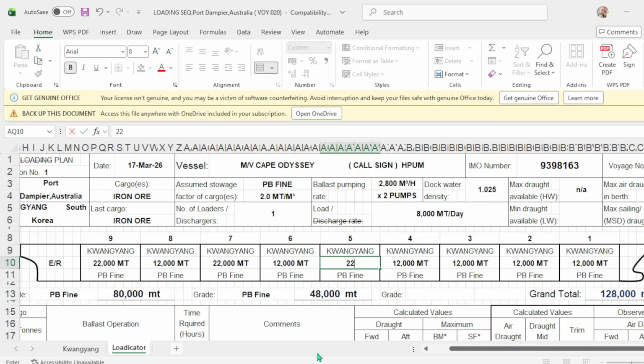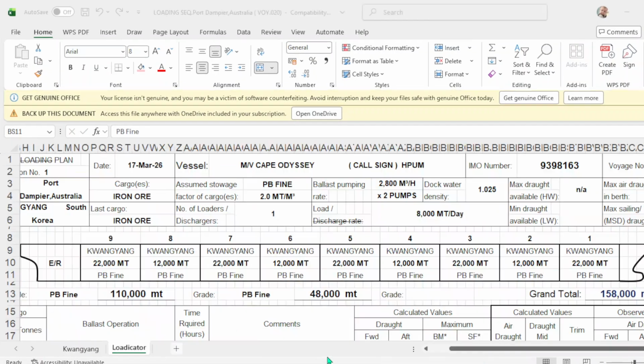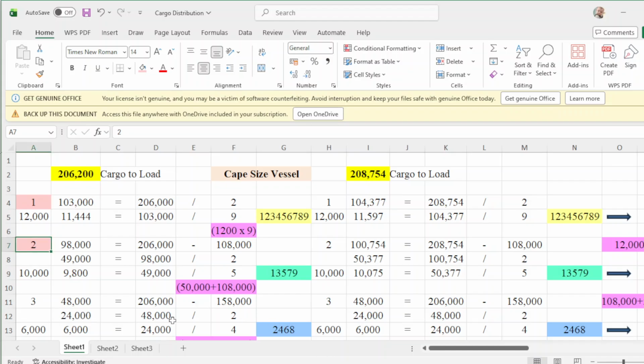Hold number 7 is 22,000, and number 9 is 22,000. Total of 158,000. Okay, that will be in holds 1, 3, 5, 7, 9. Then you mark this one.